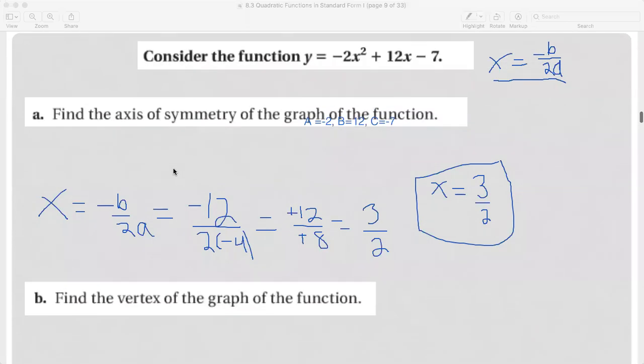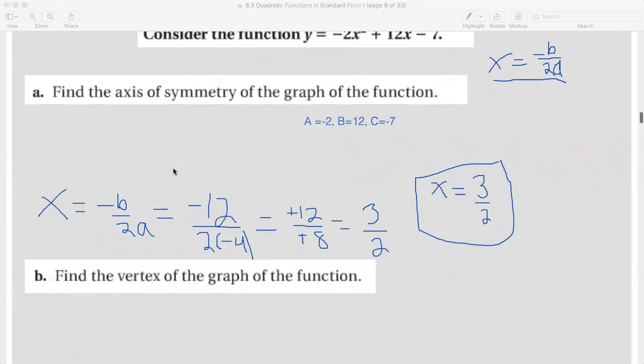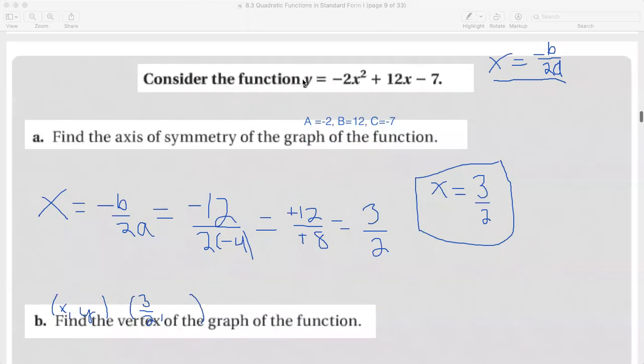Okay, so now let's scroll down to where it's asking for the vertex. All right, the vertex, guys, is always going to be a coordinate pair. Okay, it's an x comma y coordinate pair. The x value is going to be the same x value that this axis of symmetry is. So it's going to be 3/2 comma something. Now to find the y value, we've got to work for it. I have to scroll up for a second. We have to use our original equation, y equals all of this.